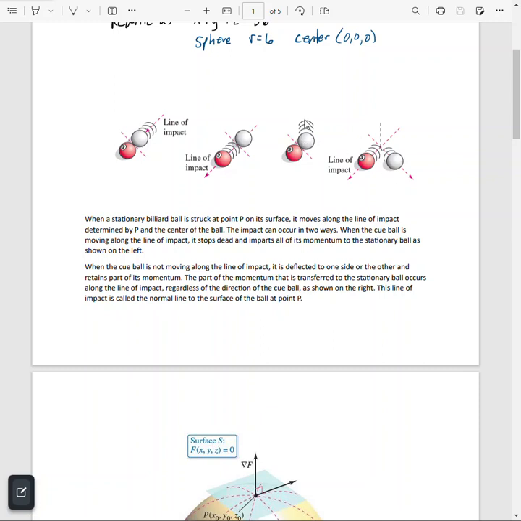So if you come at the red ball at an angle, notice that the angle of incidence equals the angle of reflection. It's going to be a nice little return on where the line of impact will go. This line of impact is called the normal line to the surface of the ball. Okay, so the normal line.